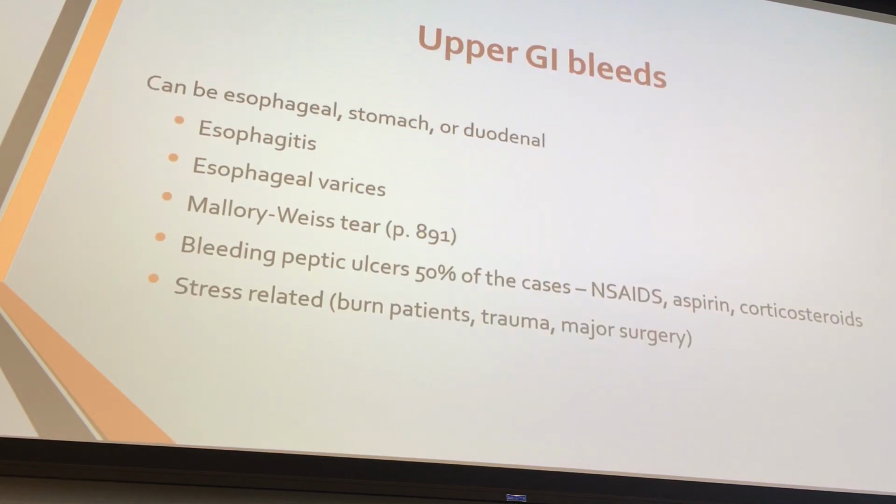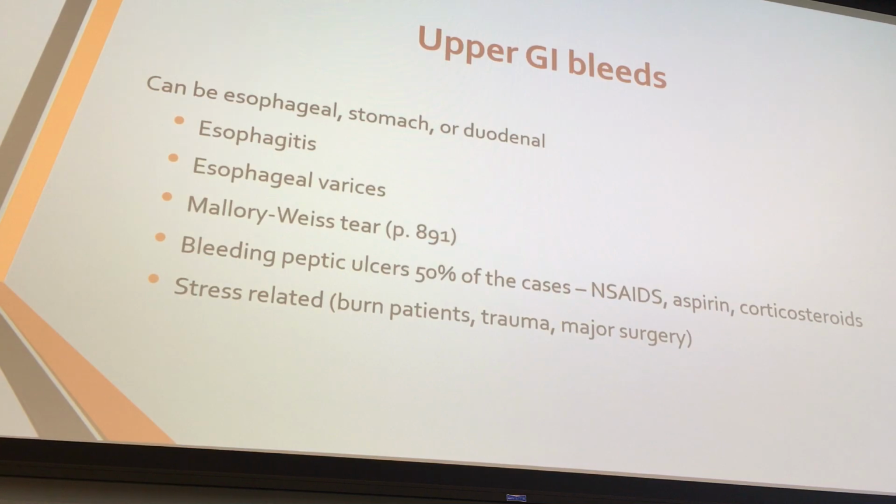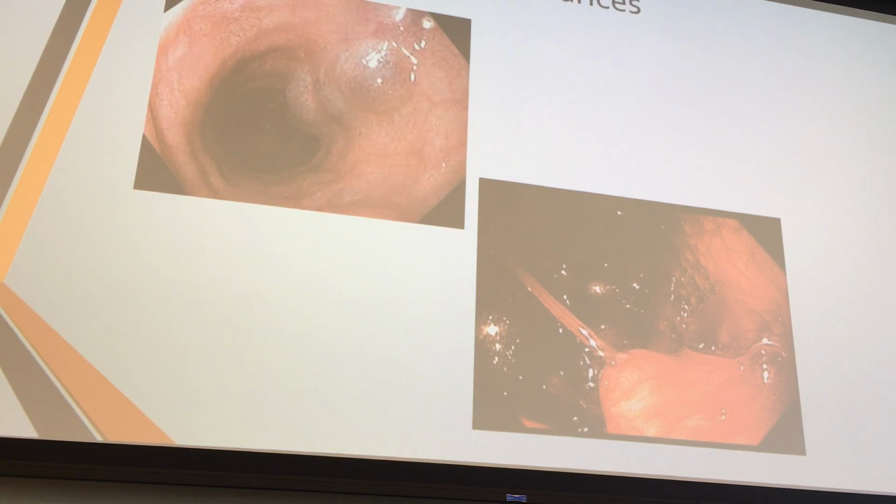So upper GI bleeds, we're going to take a break here in just a hot second. Mallory-Weiss, okay, it's kind of an unusual thing that happens. Anybody know what that is? It's basically a tear when they cough. They cough so hard that they have a tear in that region. Usually it's in the esophagus, okay? And these are some varices that you could get. I don't want you to focus in on that. Let's take a break, okay?